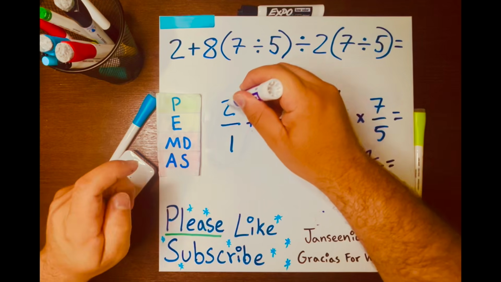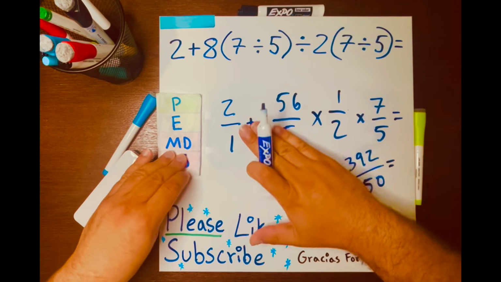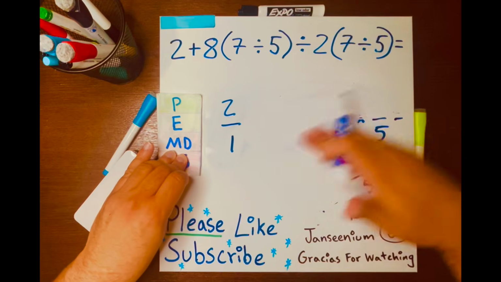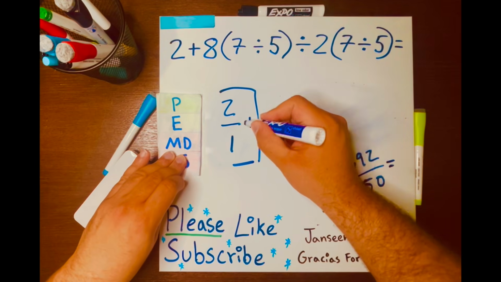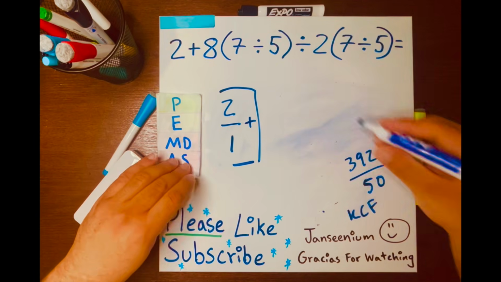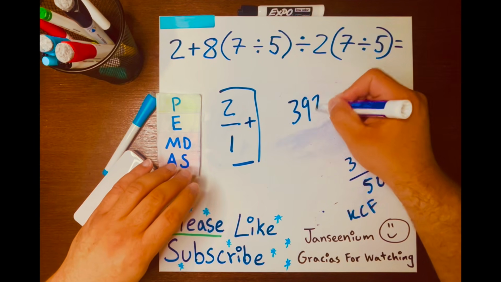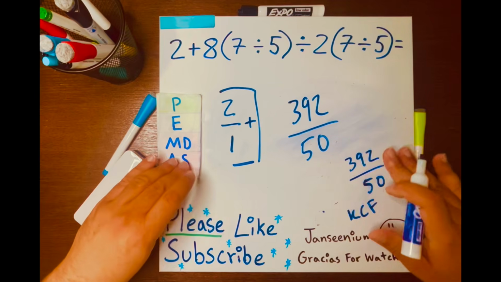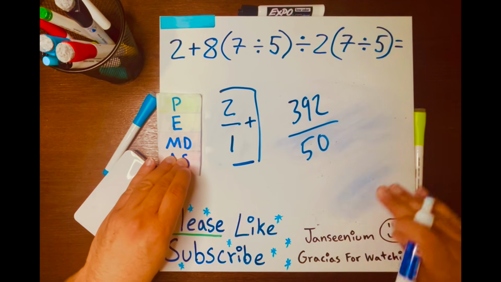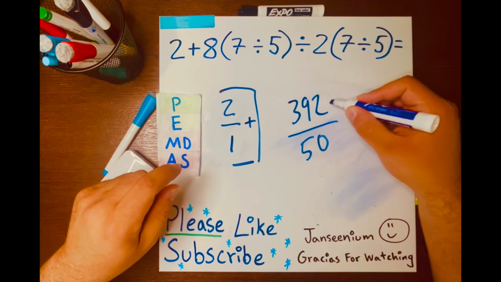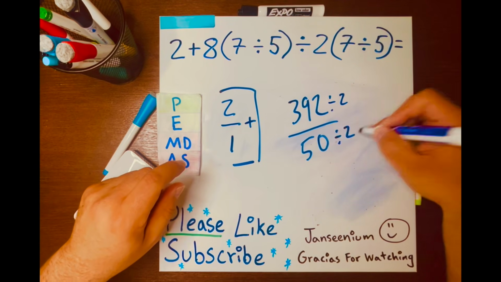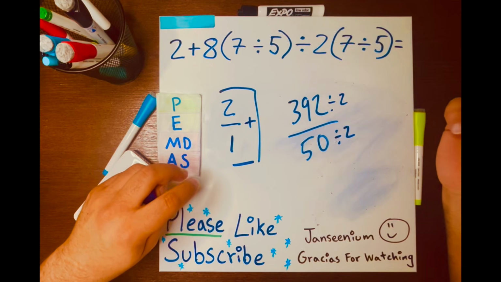We cannot forget about this 2 over 1. So let me just erase all this here, and let's just put this to the side. So this is 2 over 1 plus. And then let's break down this 392 over 50. And let me show you a math trick. So notice that both numbers are even. So let's just half them.